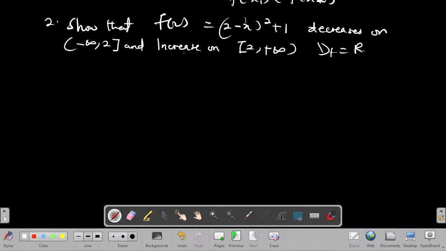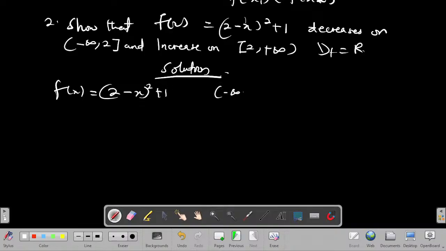For the sake of this tutorial, I'm going to do the decrease part, and I'll ask you, since we did the increase one first, to do that on your own, to get some nice work and understand the concept. Okay, our function f of x is equal to 2 minus x all squared plus 1, and this function decreases on the interval negative infinity to 2. Then this is what you're going to solve.